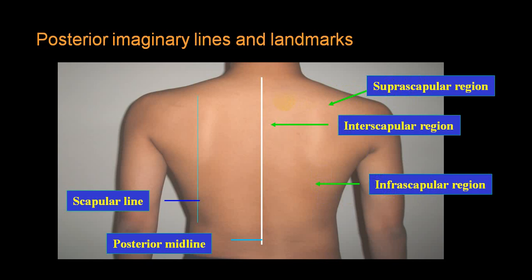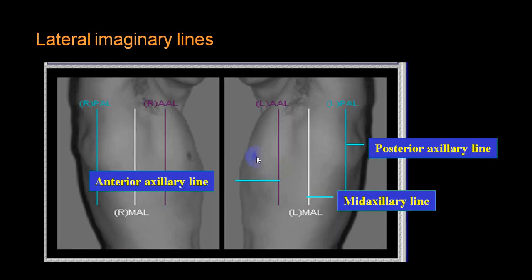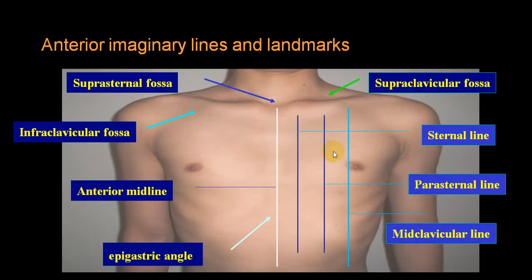So inspection, palpation, percussion, we mentioned this area. Posteriorly: suprascapular, interscapular, infrascapular. These are the words being utilized, or we call it the scapular region, that is over the scapula. So these are the regions posteriorly, and in the axilla between the anterior and mid axillary line, and between the mid axillary line and posterior axillary line, and anteriorly usually we divide into the parasternal region.